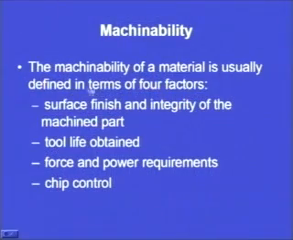The machinability of a material is usually defined in terms of 4 factors. Now, what are these 4 factors? The first is the surface finish and integrity of the machined part. This is the first important point that has to be taken care of when we say that a material is easily machinable.